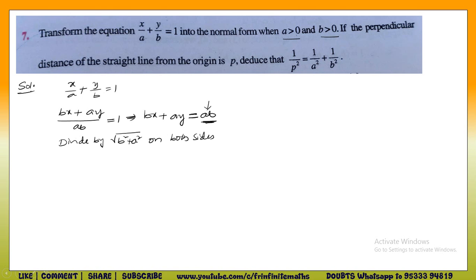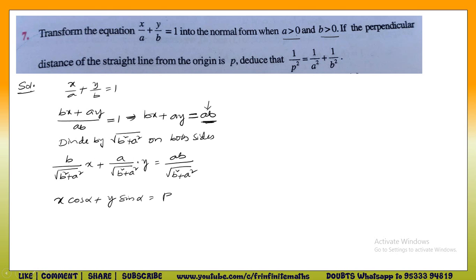So when I divide with square root of b square plus a square on both sides, what am I going to have? b by square root of b square plus a square into x plus a by square root of b square plus a square into y is equal to ab by square root of b square plus a square. Now if I consider this as x into cos alpha plus y into sin alpha is equal to p, then from this clearly p is equal to ab by square root of a square plus b square.